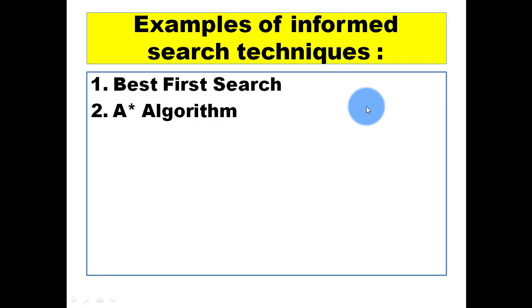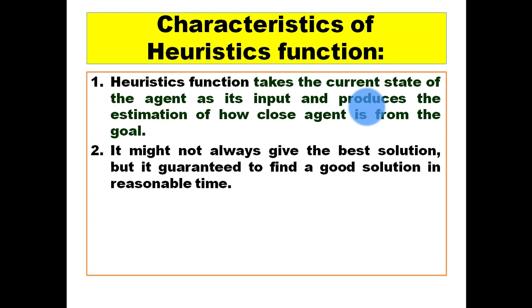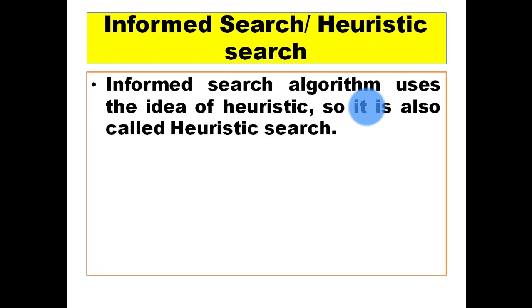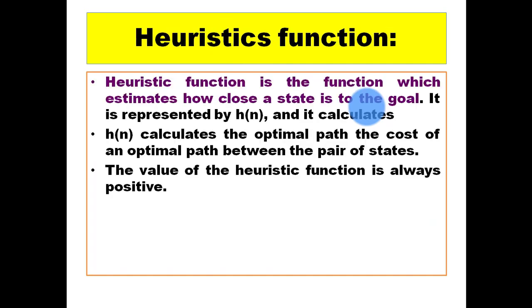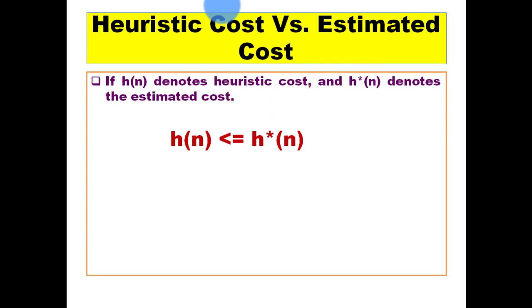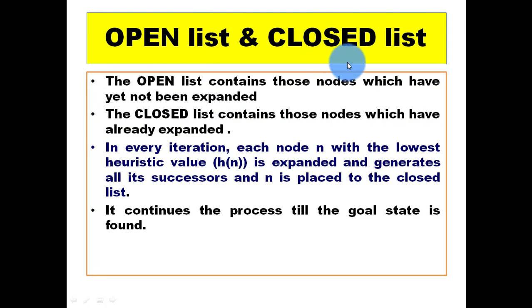Okay guys, so we have discussed one very important terminology today, that is informed search. We have also seen that it is also known as heuristic search. Then we have discussed heuristic functions, characteristics of heuristic functions, the heuristic cost versus estimated cost, and then what is pure heuristic search, and then open list and closed list.